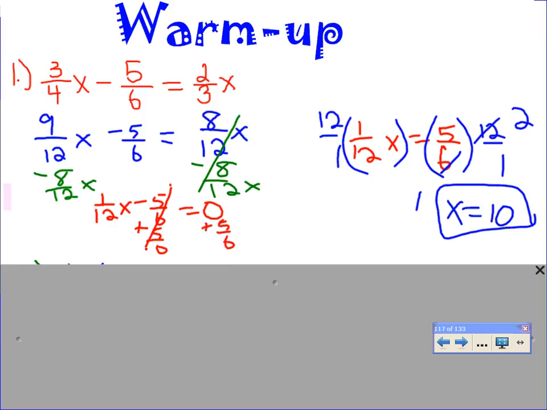So there were a couple ways to do this. I know some of you are looking at me like, well, I kind of did that differently. You can do that differently. As long as you can get to x equals 10 and understand your process, you're fine. Jordan.